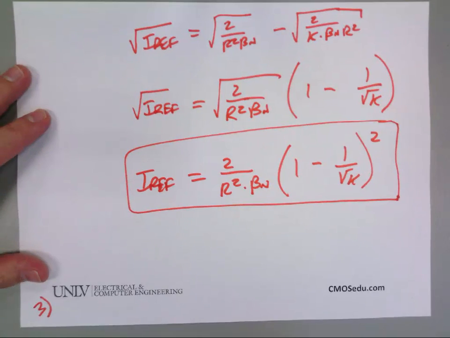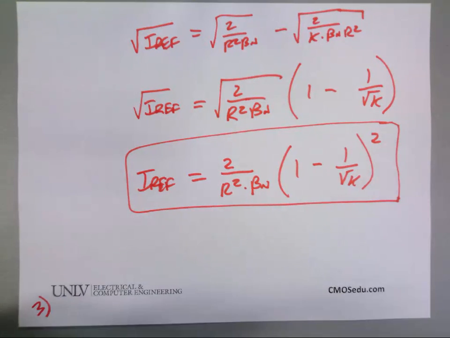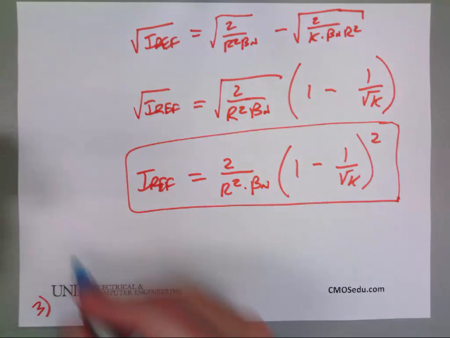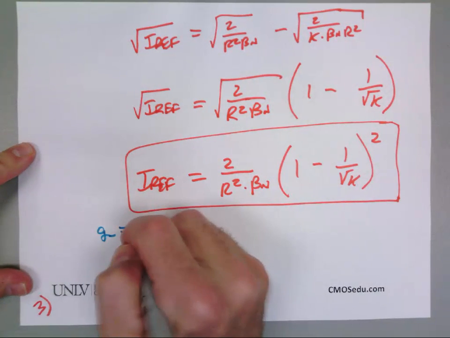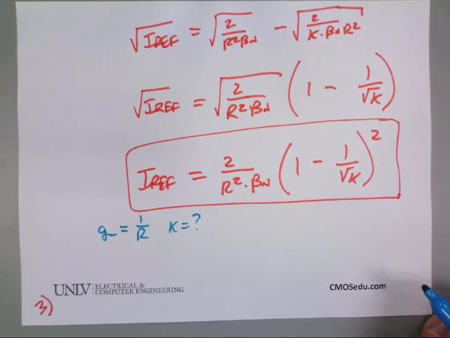Okay, I'm going to do one more minor thing here, but are there any questions about that? No questions? Not being challenged? All right. I want you to show how gm can be equal to 1 over R. Tell me what to do.